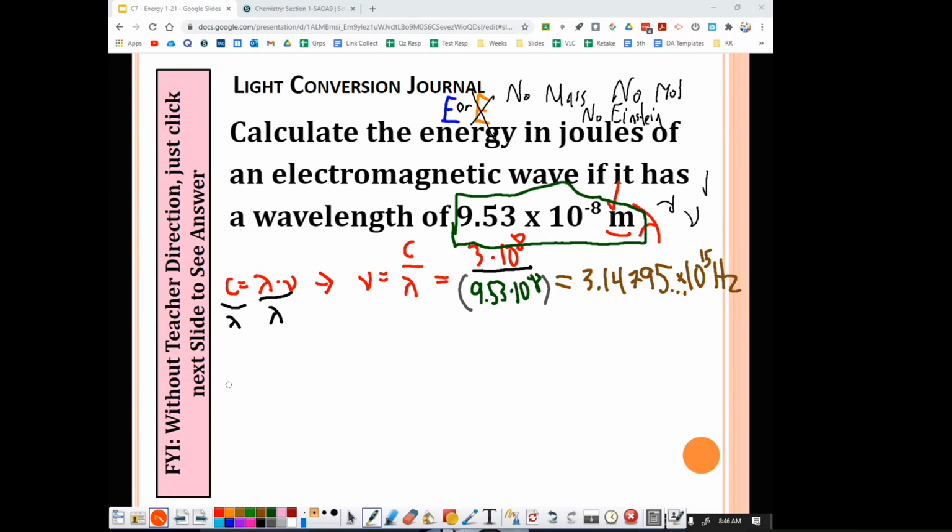That then brings us to Planck. Planck is E equals hν. We can use this exactly as it is because we have h and we have ν. So I continue. h is Planck's constant, which is 6.626 times 10 to the negative 34th power. And that is going to be times the frequency that we calculated earlier, 3.14795 times 10 to the 15th power.